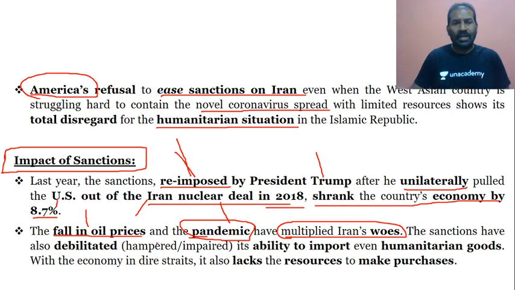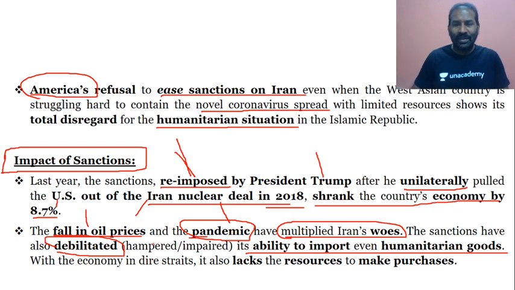And the sanctions have also debilitated, in the sense hampered or impaired, the ability to import humanitarian goods. Why? Because of the economic sanctions put by the US, many countries are not having any kind of import or export with Iran, because any country which gets into trade with Iran, the US will go ahead with imposing sanctions on that country which has traded with Iran.